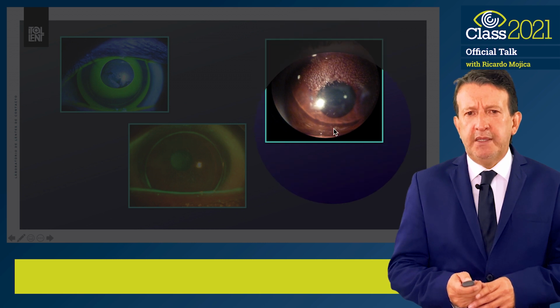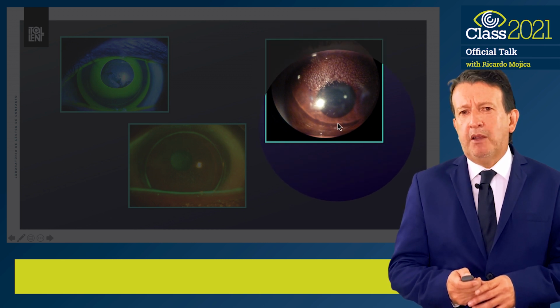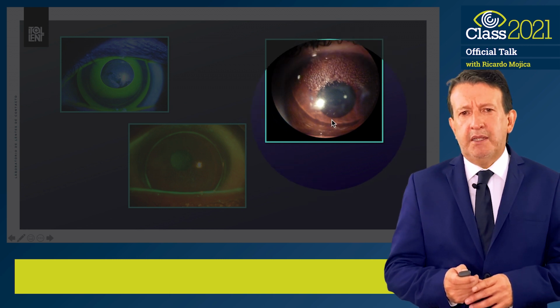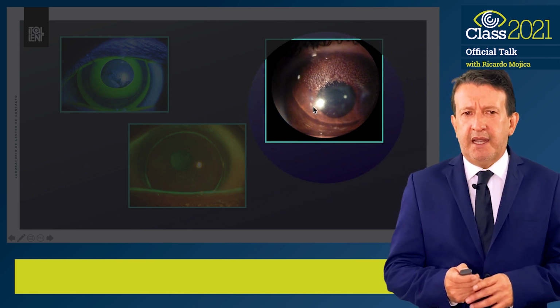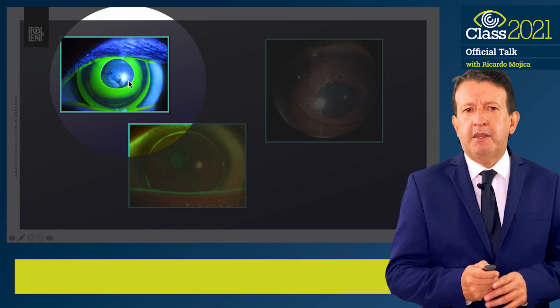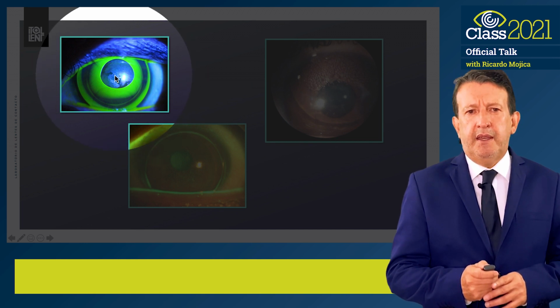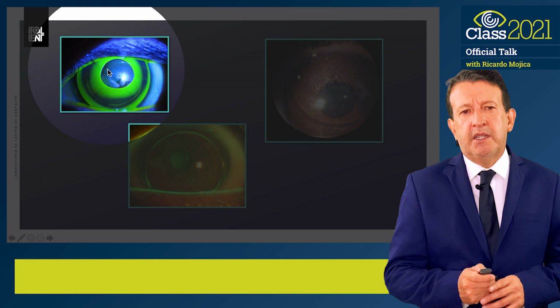And notice that the area of the pupil with respect to the edge of the lens is very close, and this surely in low lighting will make the patient see reflections. And here we clearly see a bubble, which indicates that the patient will not have a good quality of vision due to this bubble.